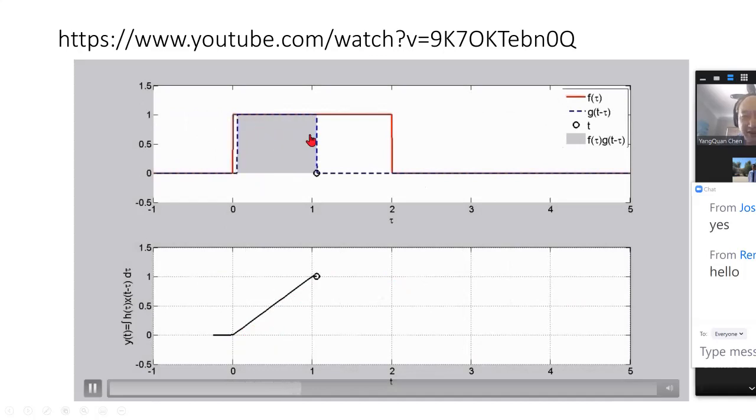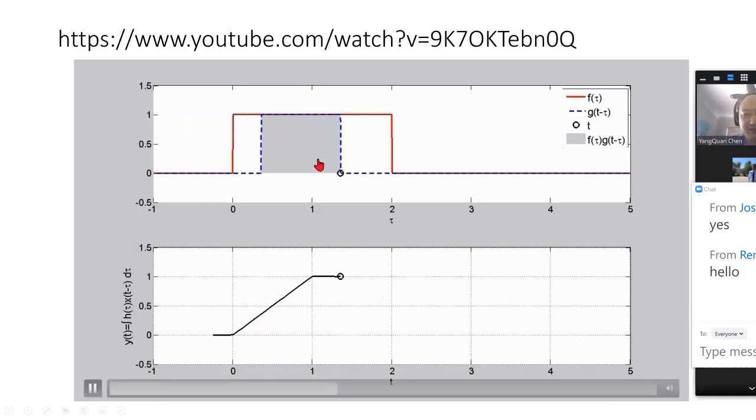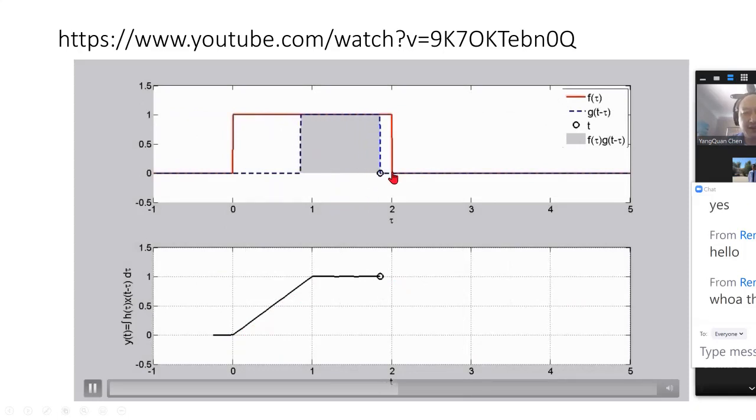Then it's always the same. Can you see? When you move here, it's always the same. The area is always the same. You multiply because all others are 0 in this dashed box. So then it's still the same until here. Then you shift over, then this is 0. So then it's going down, okay?